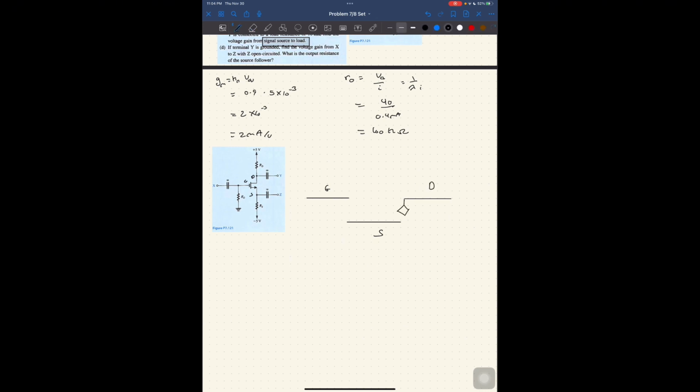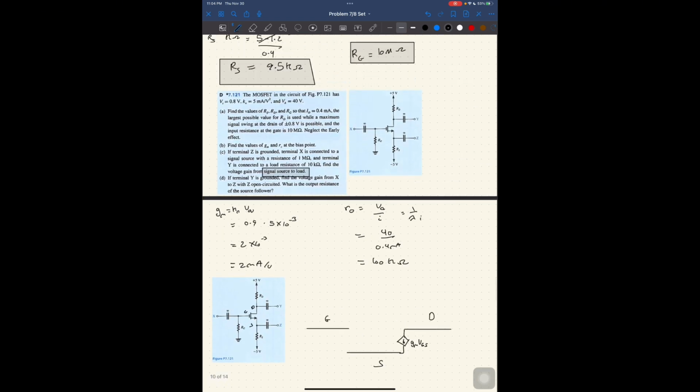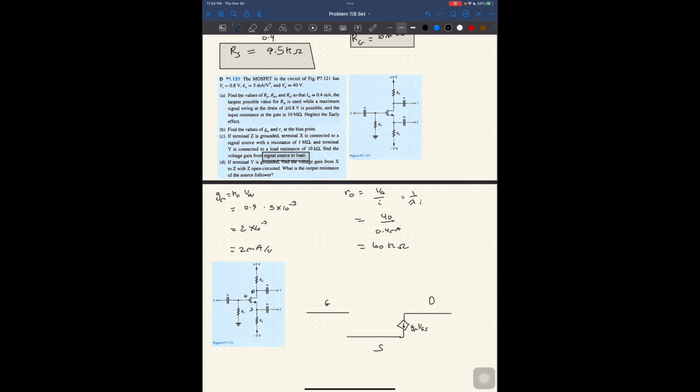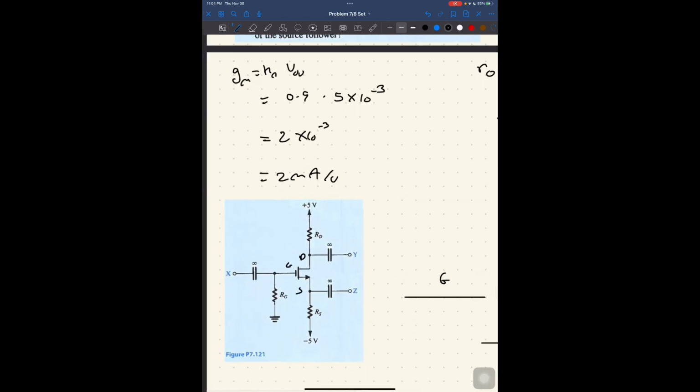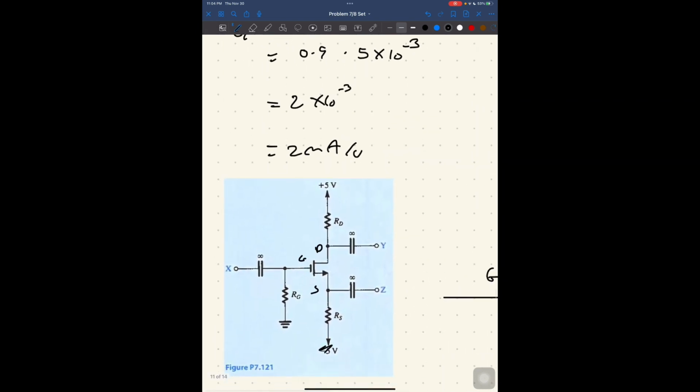This is nothing but a GMVGS. S is, okay, what do you say? Terminal Z is grounded. So first steps first, I understand that this does not exist, right? This is nothing but 0. And this does not exist. This is nothing but 0. Why? Because I said so.